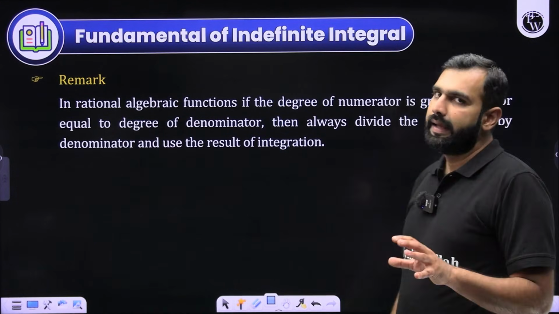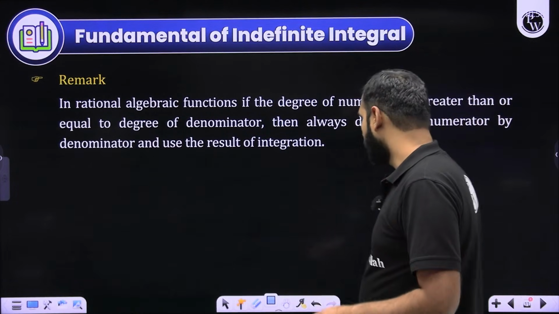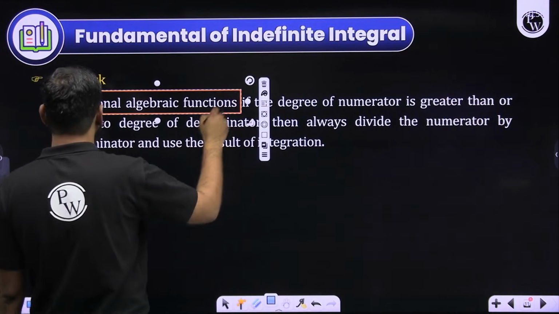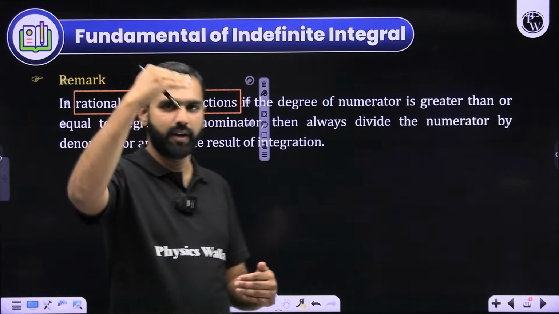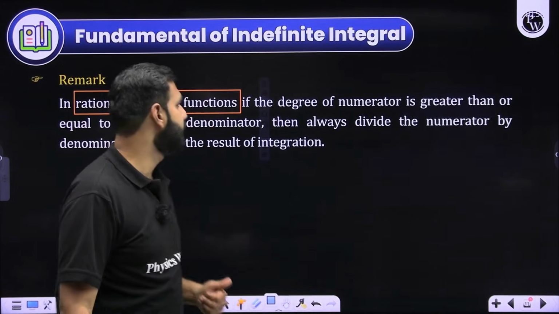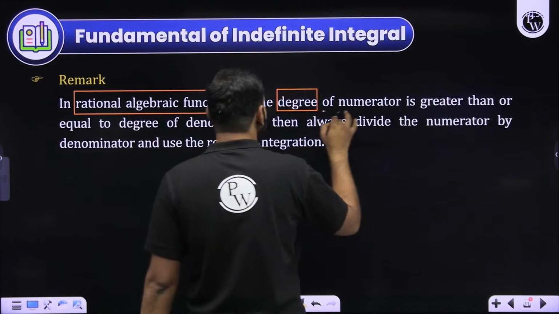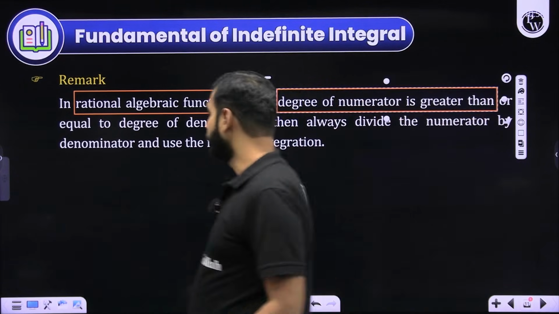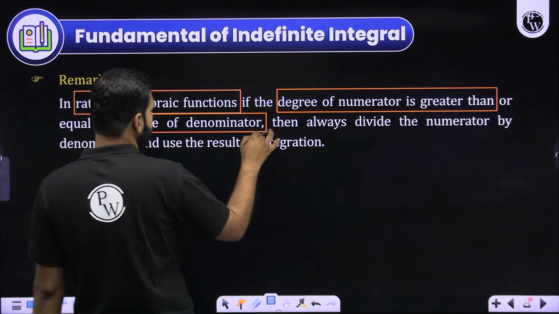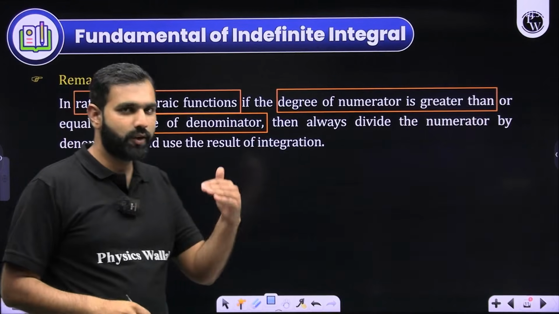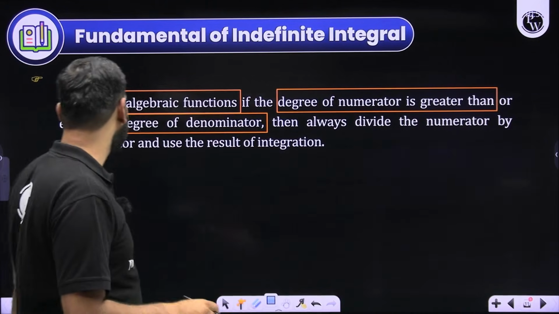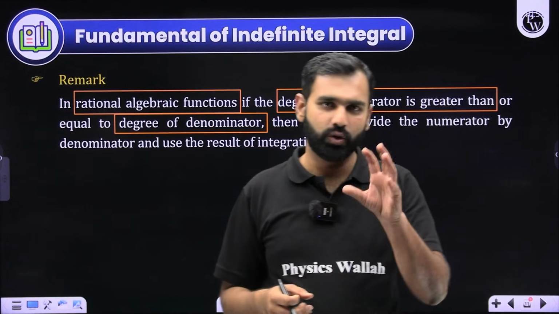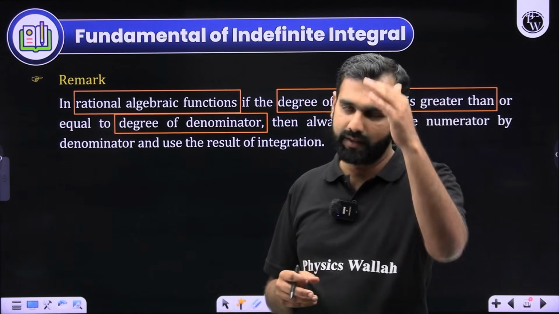Now, in indefinite integration, something which you all should remember is that whenever you are dealing with a rational algebraic function, what do I mean by rational algebraic function? A numerator upon denominator, two polynomials. Then remember, if the degree of the numerator is greater than or equal to the degree of the denominator, then always divide the numerator by the denominator first, so that the denominator has the higher degree and the expression can be split as quotient plus remainder upon divisor.